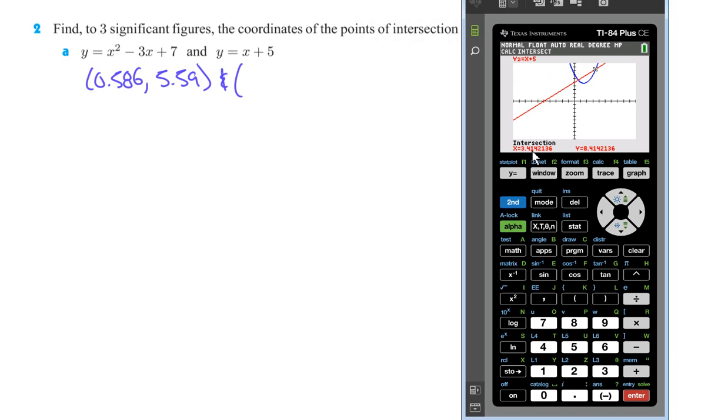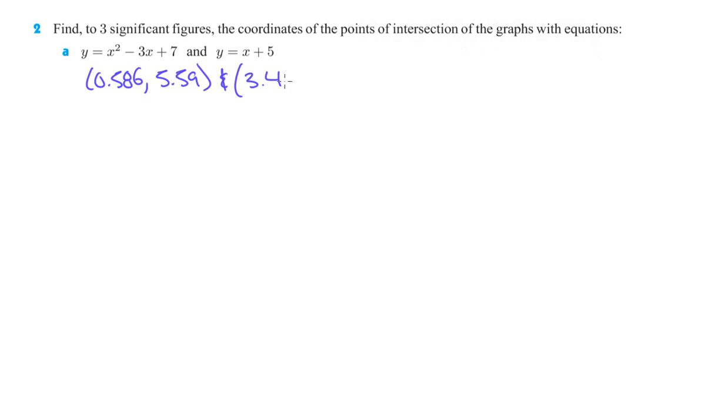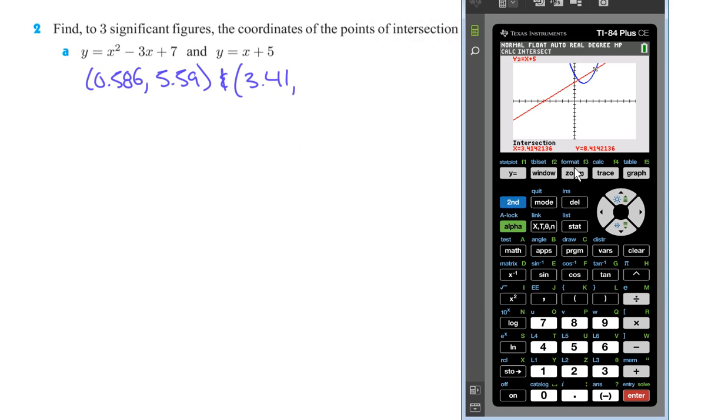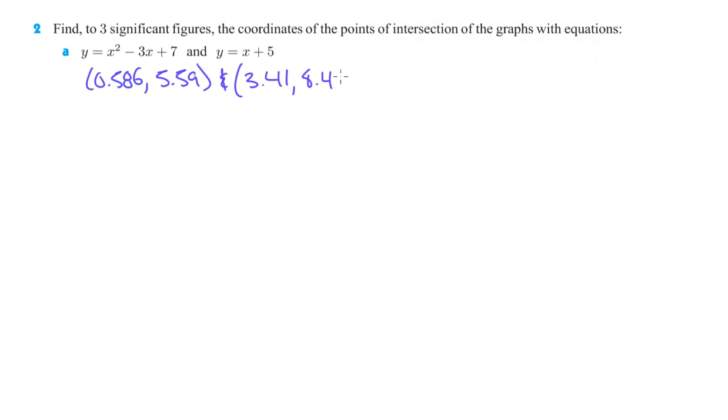Okay, so push enter, enter, enter, and I can now see that it's at the intersection point, and it even says intersection there. 3.41. The 4 tells it to stay the same, so 3.41, and then the y is 8.41, and that doesn't get rounded up either. So those are our 2 intersection points. Okay.